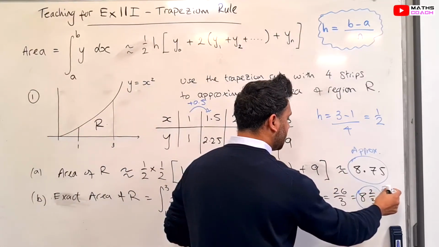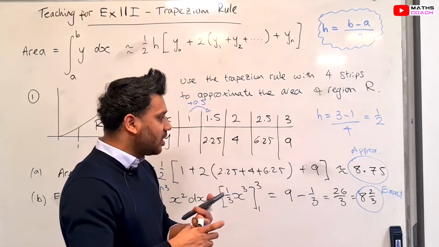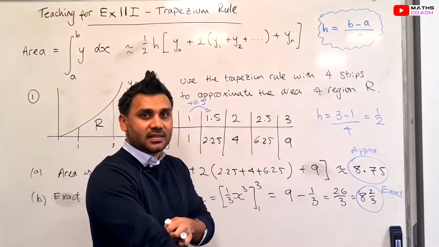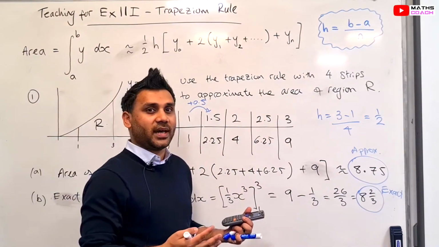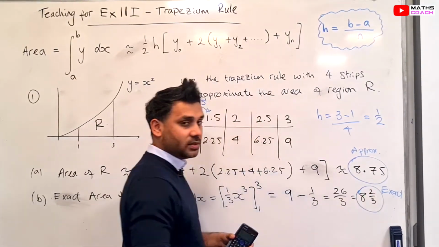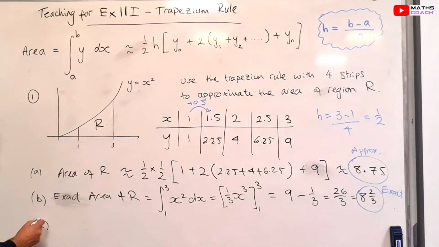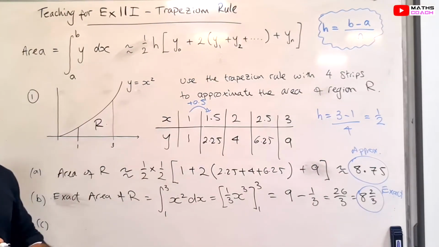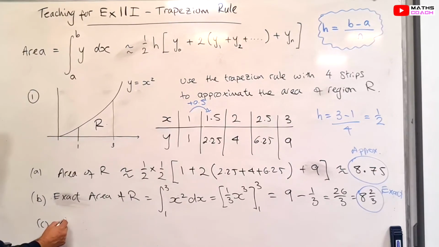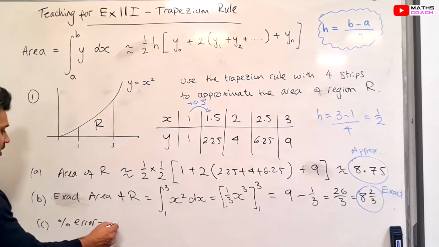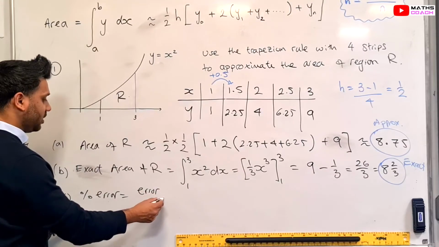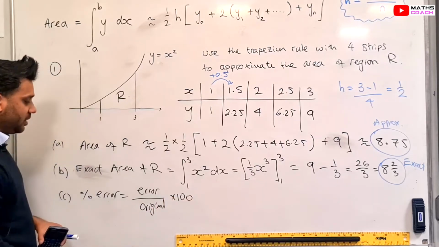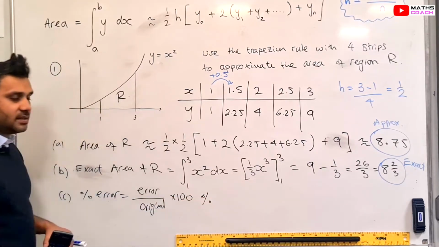This is the exact. Now keep in mind, whenever you are asked to work out the exact value, do not turn this into a decimal. Leave it as a fraction or in terms of pi or any other form that doesn't turn this into a decimal. Now there are certain questions which will ask you to work out the actual error or the percentage error in your approximation. So to work out the percentage error, it's basically equal to the error divided by the original value times 100, and this will give you your answer as a percentage.